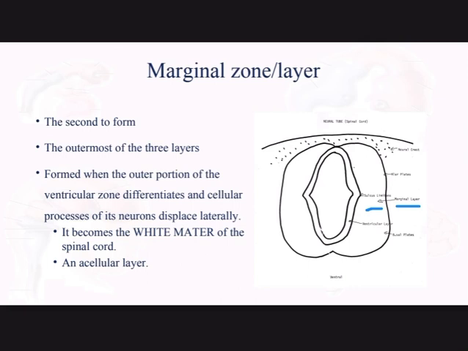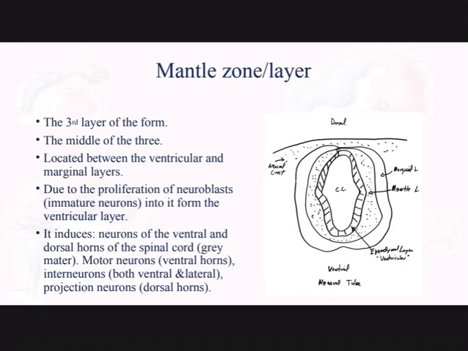Formed when the outer portion of the ventricle zone differentiates and the cellular processes of the neurons displace later. As the neurons increase in the ventricle layer, it will formulate what we call the marginal layer. They actually become the white matter of the spinal cord, and this is really, really important. It's the white matter of our spinal cord. They are what we call an acellular layer, and we're going to talk about what we mean by that later on in the semester. The last one is the mantle zone.